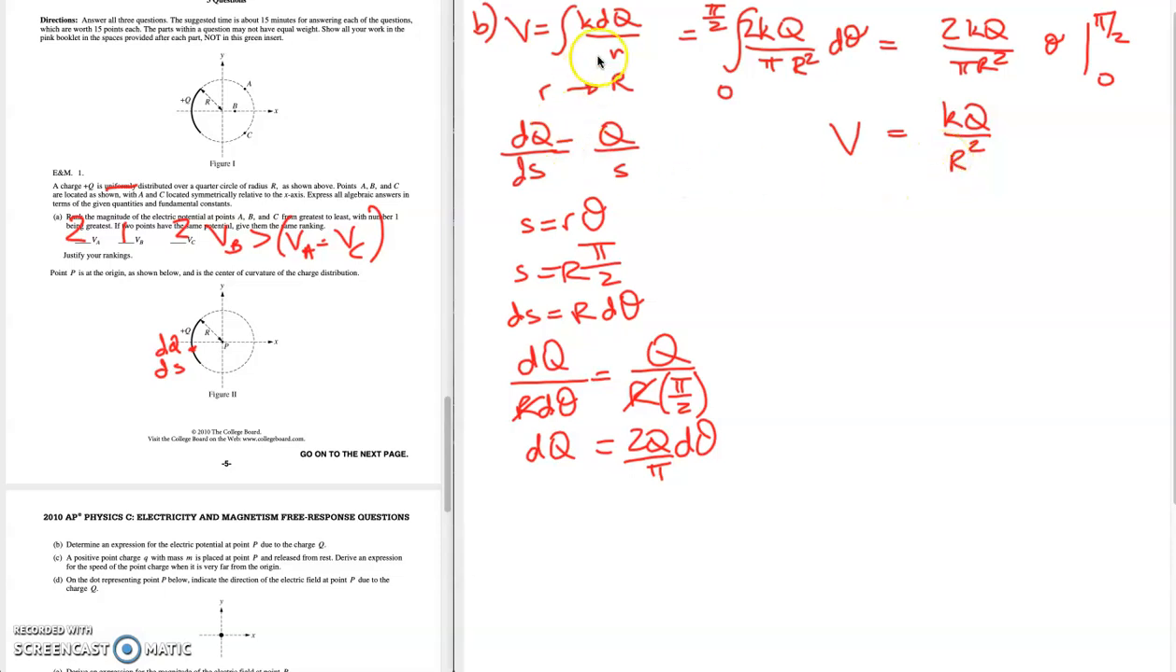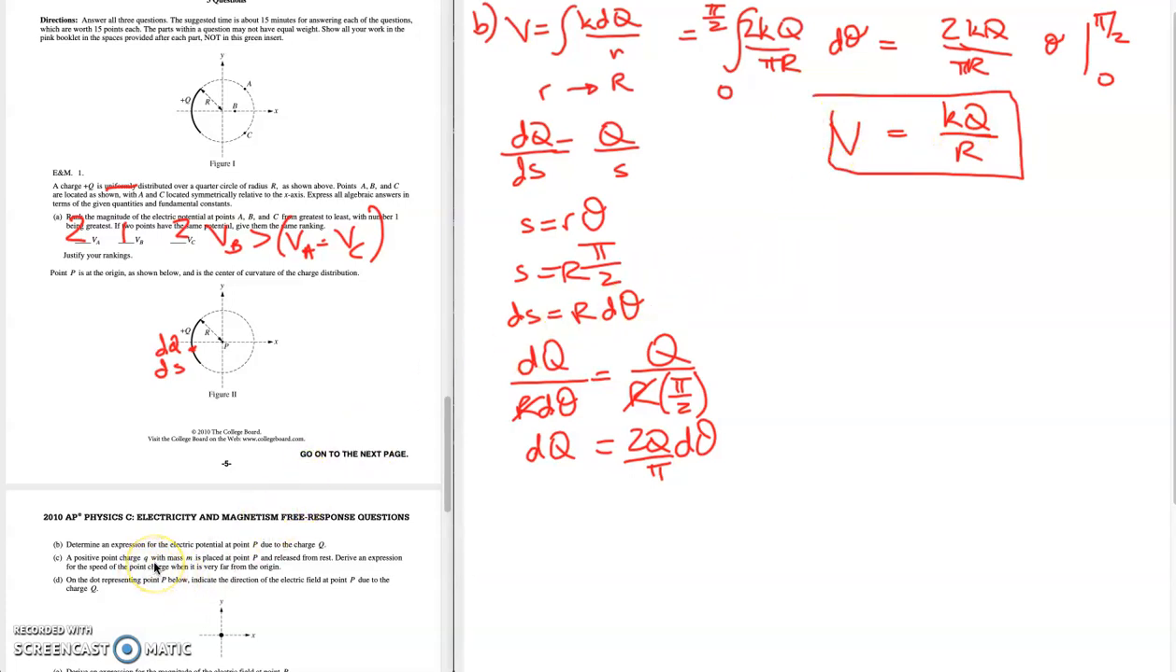Wait a second. Where did that squared come from? That squared does not belong there, because this is voltage, not electric field. So let's try this again, this time without the squared. So that's an r, that's an r, and then this is just an r. I had it correct in my first one and then somehow turned it into an r squared. I don't know why I did that. So voltage is kQ over r.